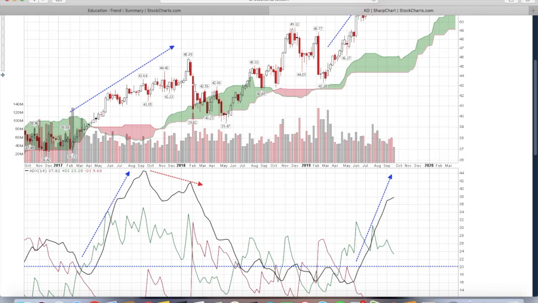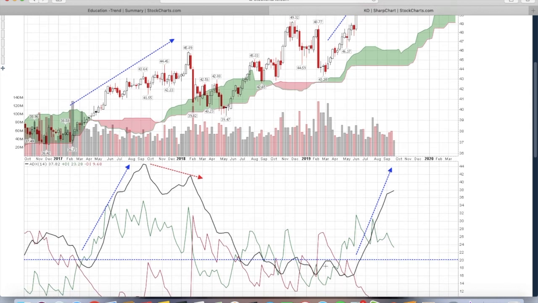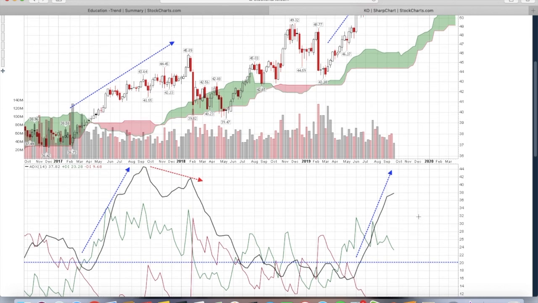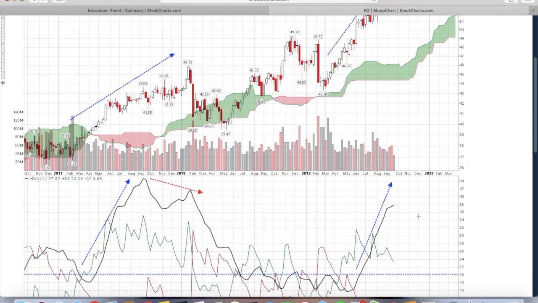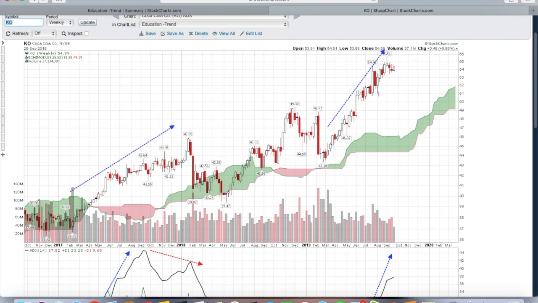So that's why you saw, after this divergence, price plummet and Coca-Cola drop back from $45 to $39, a major correction. And the second time we see the ADX start to pick up after the 20, you see the uptrend also resume again. A new uptrend has started.